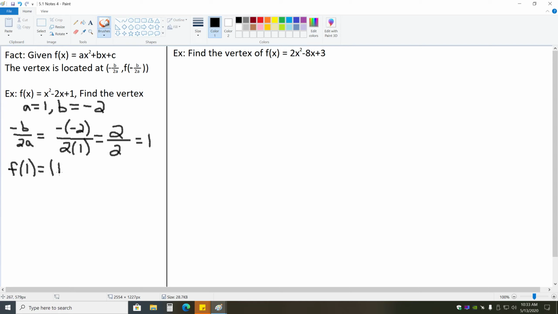So we get 1 squared minus 2 times 1 plus 1. 1 squared is 1. Negative 2 times 1 is negative 2. Plus 1. 1 minus 2 is negative 1. Plus 1 gives us 0. So f of 1 equals 0, which means the vertex is located at 1, 0.